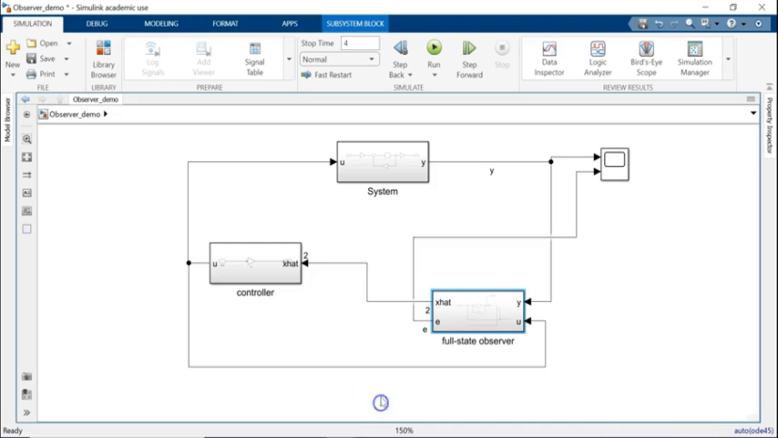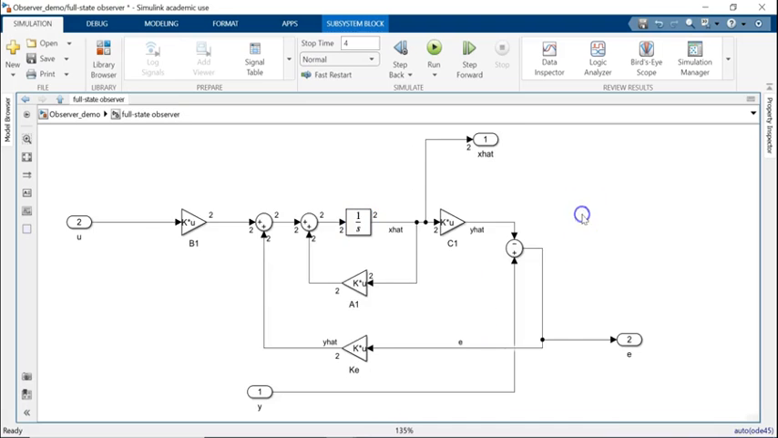Okay, so if you look, this is our observer. You can go in. That's B times U. This B1 is the same as B, it's just a copy of that. Y comes here with Y hat subtracted. That's the error that I also want to monitor. This is the X hat that goes to the controller. This is the X hat dot. If you want, you can add here X hat dot.